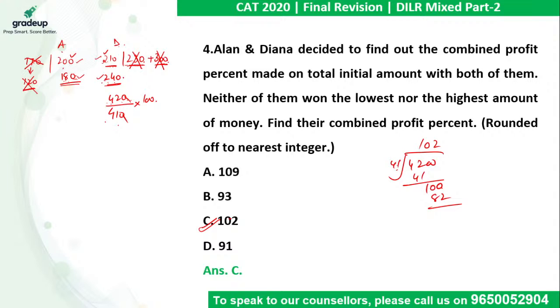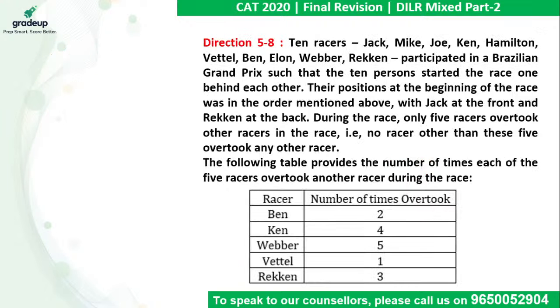Is it clear now, Dipanshi? Profit is what percent of their investment is to be calculated. So 420 is what percent of 410, comes out to be 102%. Done, Dipanshi? Right, so let's move on.